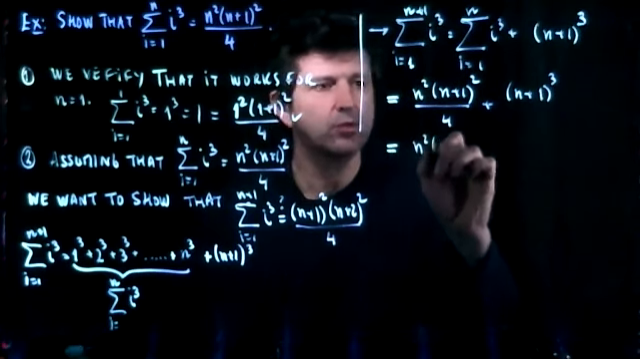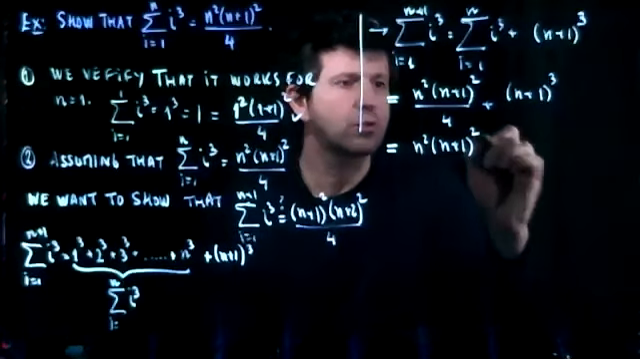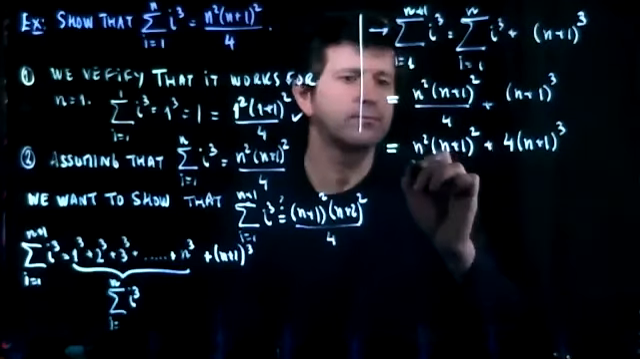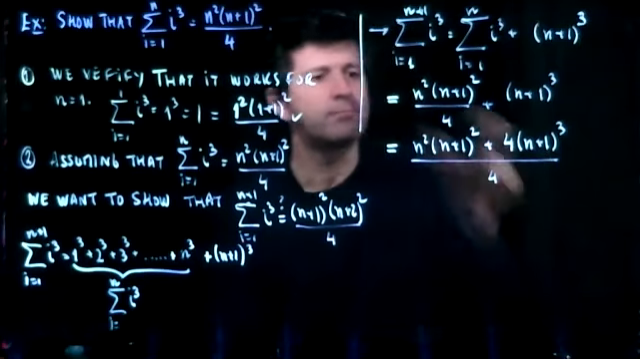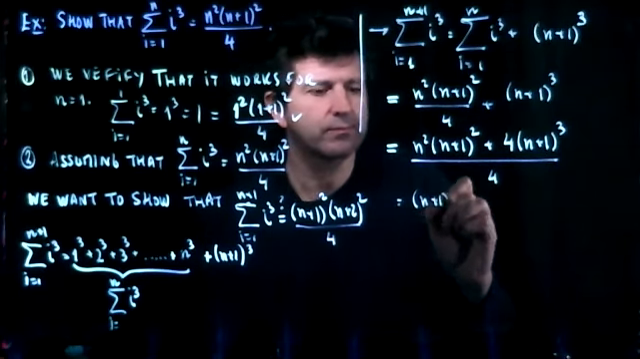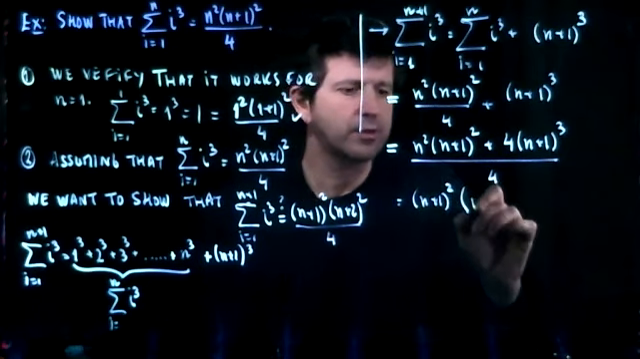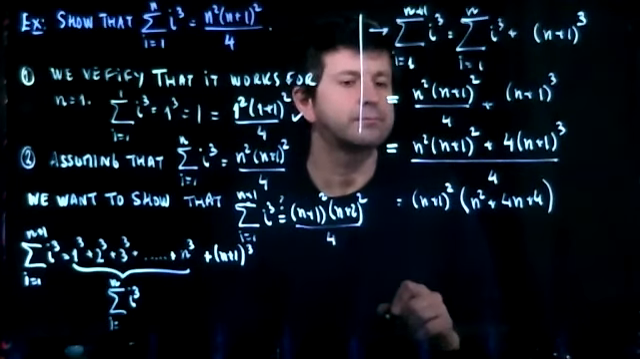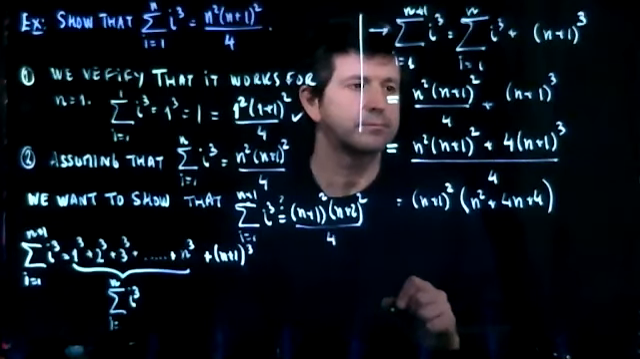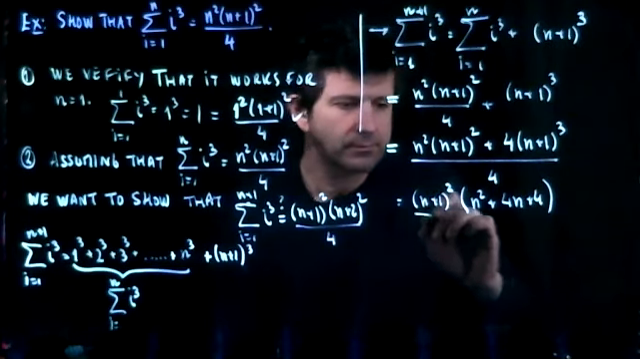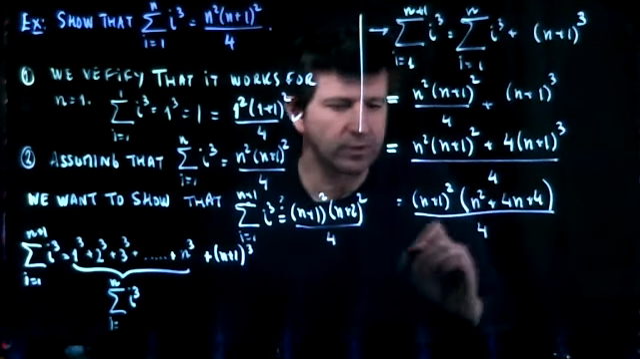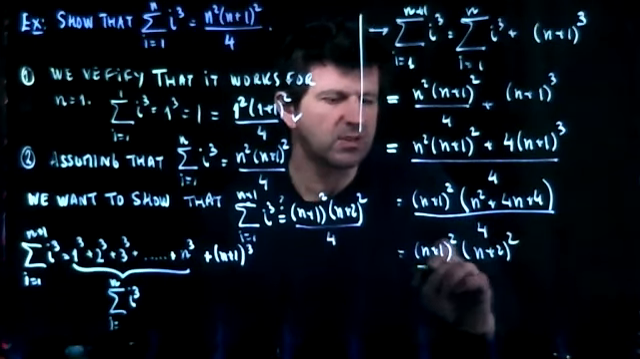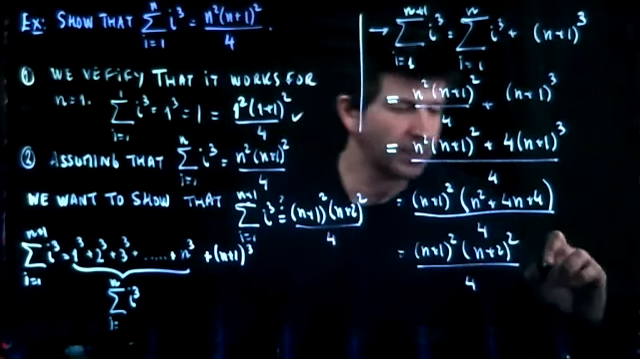Okay, so n squared times n plus 1 squared plus, and here I'm going to find the common denominator, so times 4 top and bottom. Pull out an n plus 1 squared. I'm left with n squared plus 4n plus 4, and here I have over 4, and this is a perfect square. So n plus 1 squared, this is n plus 2 squared over 4, and perfect. I got what I wanted.